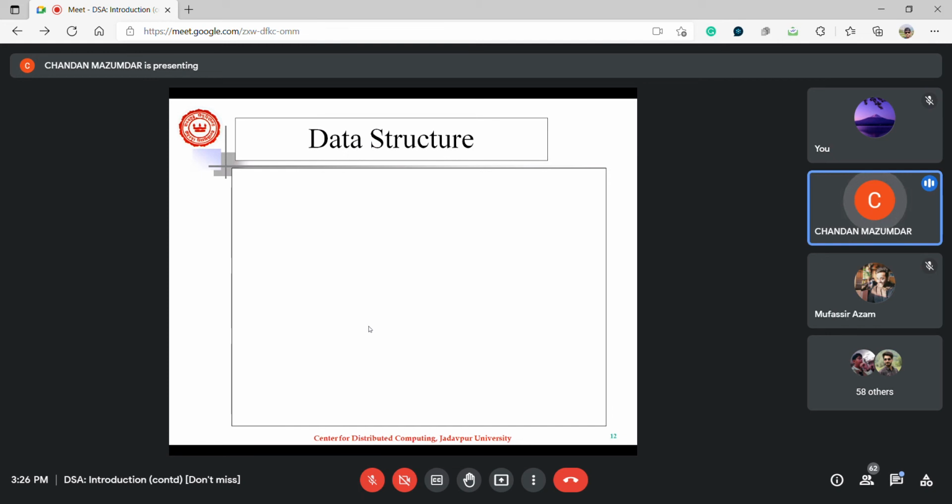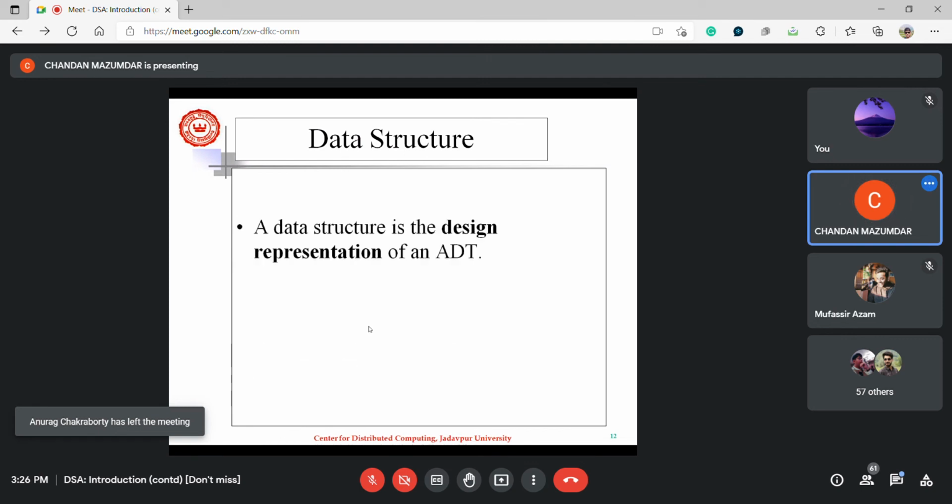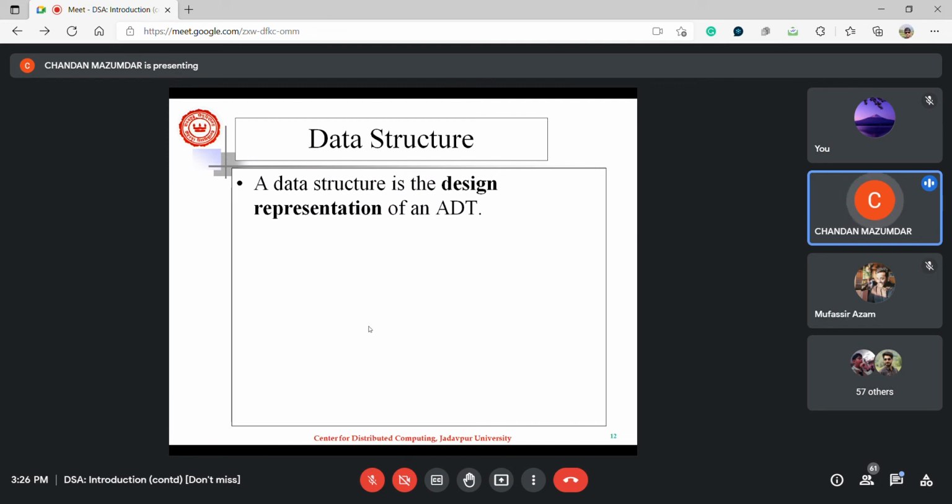Now we come to the term data structure. After we have specified an ADT, for that ADT we can have the design representation. That design representation of the ADT is called a data structure. Because at the ADT level, we don't have any representation of the data or of the operations. We have only the structures noted, but how the structure is implemented was not there in the ADT. In the data structure, we have to specify each and every element, in a form such that it can finally be translated into a program. So a data structure is basically the design representation of the ADT.